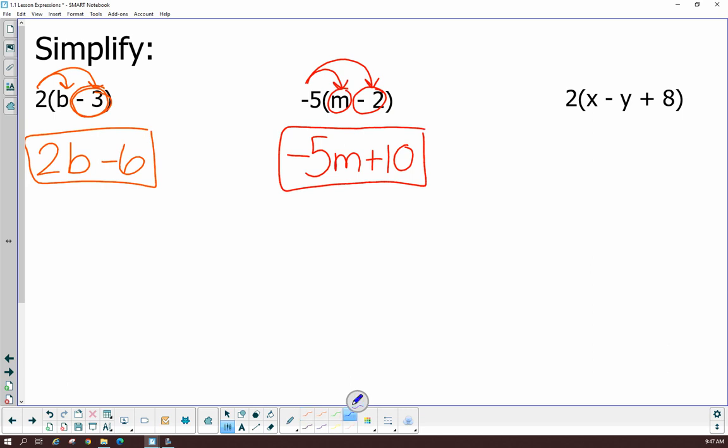And then this last one, I have 3 terms inside the parentheses. It's okay, we just do the same thing. I'm going to multiply all three of them now by the number 2. 2 times x is just 2x. 2 times negative y is negative 2y. And then 2 times positive 8 is going to give us positive 16.